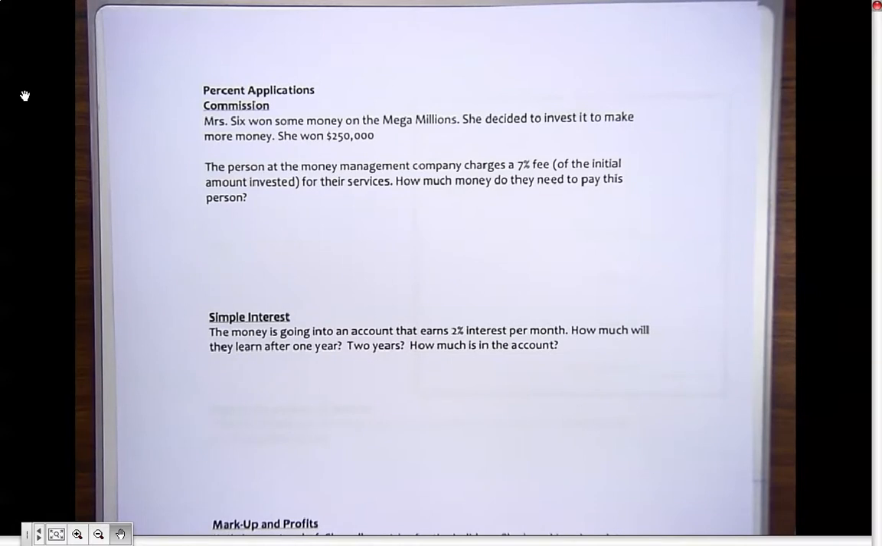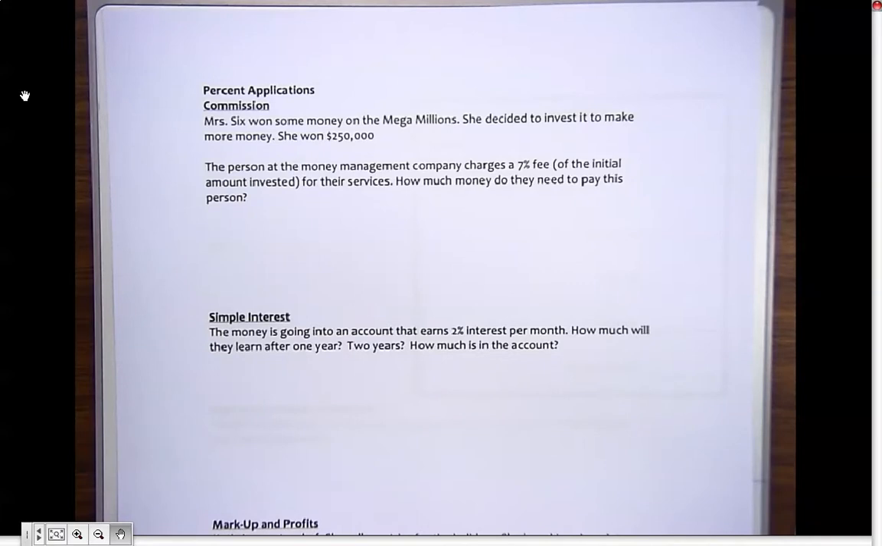So first we're going to take a look at commissions. So let's say that the most wonderful thing happened and Mrs. Six won some money in the Mega Millions. She decided to invest it to make more money. She won $250,000. The person at the money management company charges a 7% fee of the initial amount invested for their services. How much money does Mrs. Six need to pay this person?